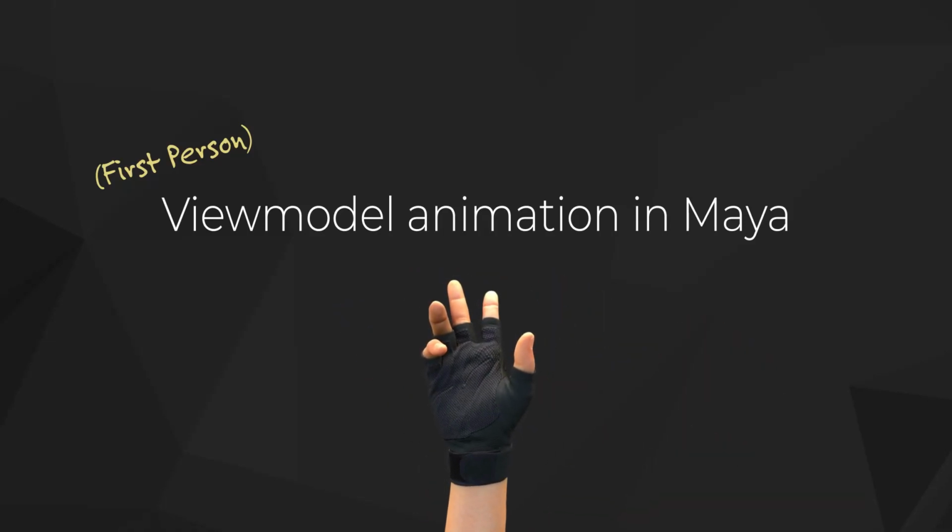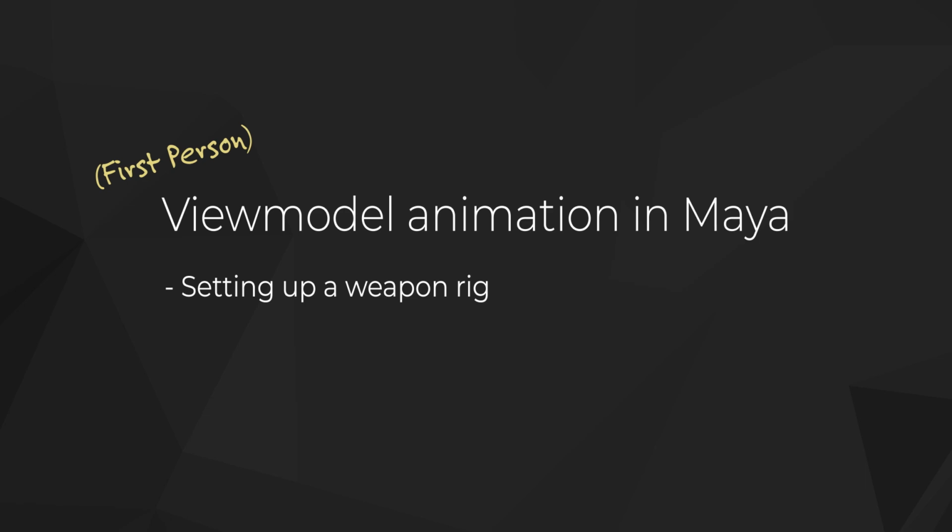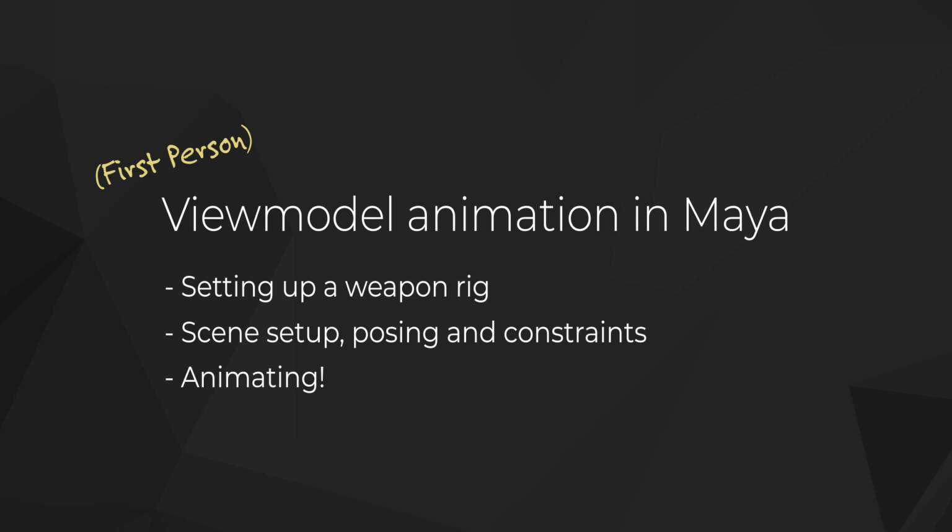Hey, welcome to this tutorial series for Viewmodel animation in Maya. In this series, we're going to be covering a few things to do with setting up some first-person animation, from getting your gun imported and rigged, to doing some posing, setting up some constraints, and then doing some animation. So hopefully by the end of it, you'll have a nice understanding of the whole process and how to do some really cool reloads in Maya.